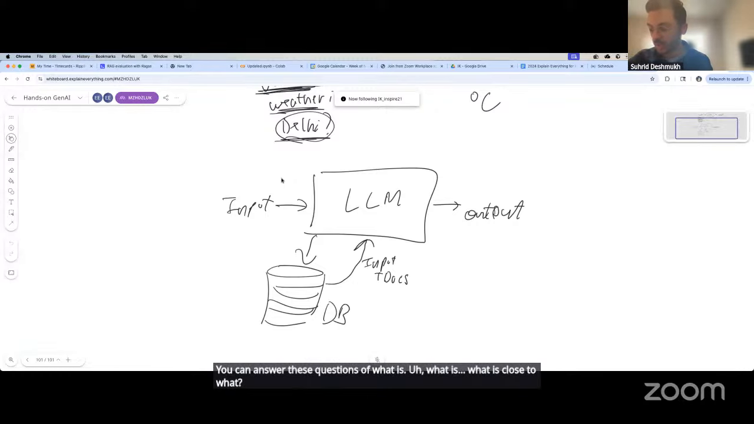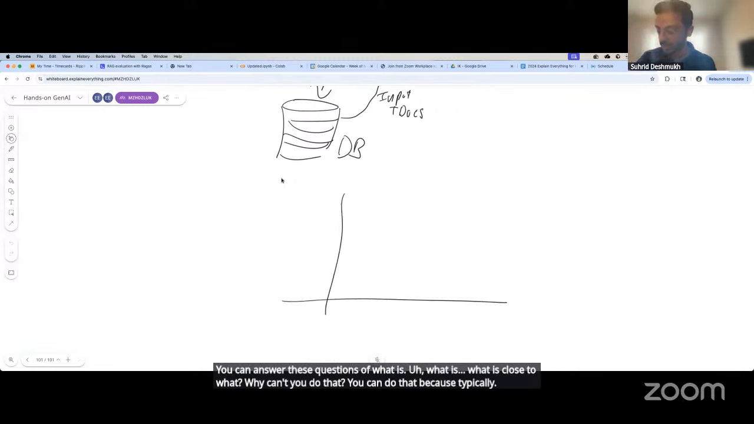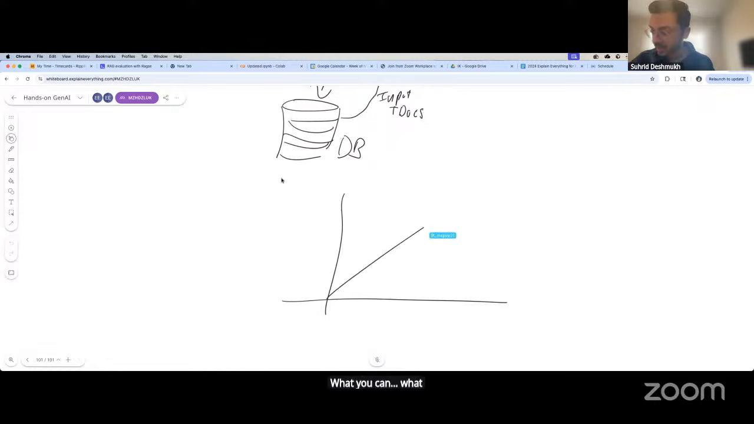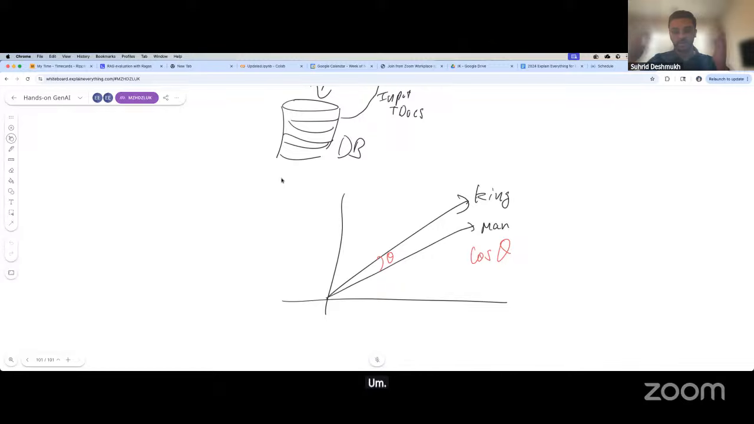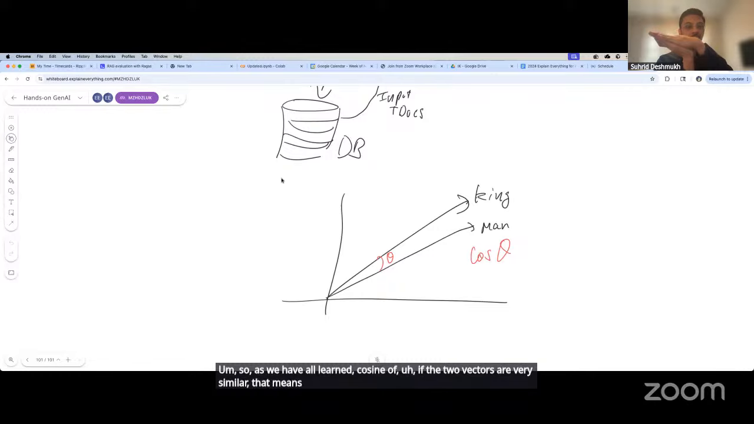Why can you do that? What you typically see is if you have a vector like this, king, and another vector like this, man, when people say that the two vectors are close to each other, what they are doing is calculating this angle and taking the cosine of that angle. So as we have all learned, if the two vectors are very similar, that means the angle between them is zero. So cosine of zero is one.